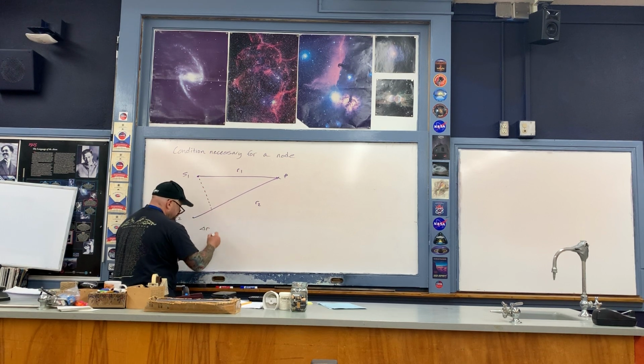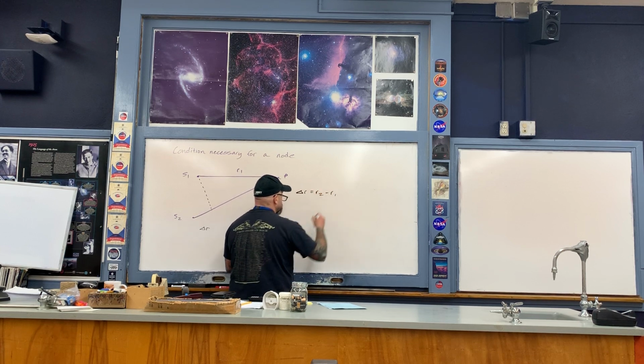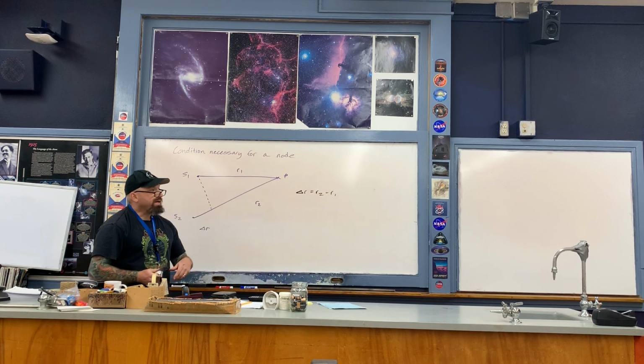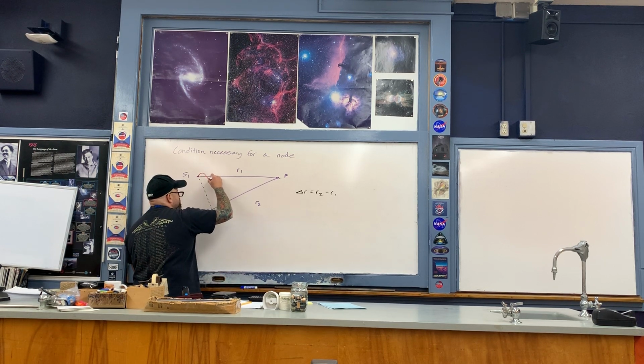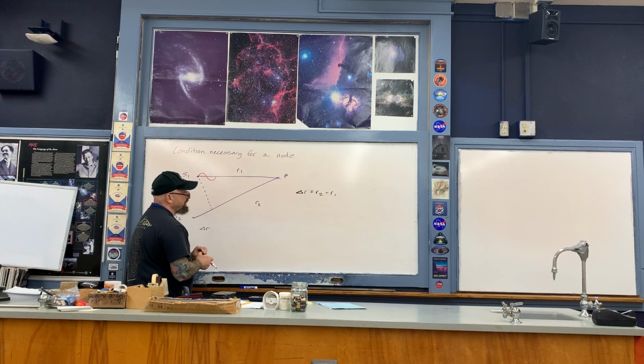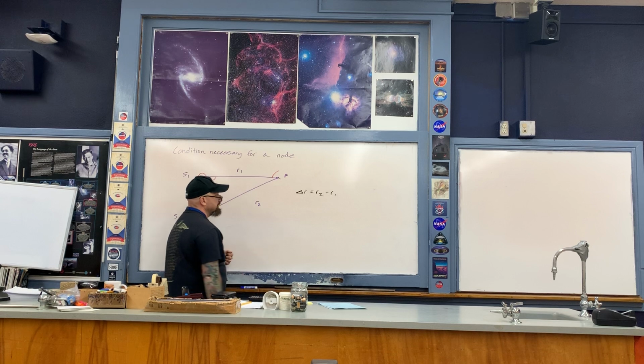Like so, that's this space. Delta R here is equal to R2 minus R1. Now, in order to get a node at point P, the following has to happen. For example, let's say that we have here a sine curve that is coming out of S1, and at some instant in time at point P, a crest arrives.